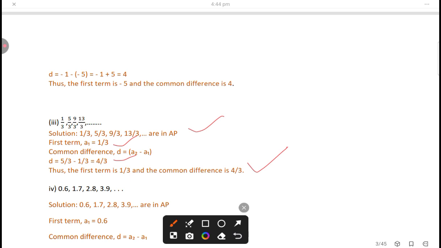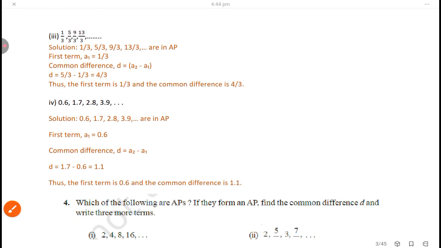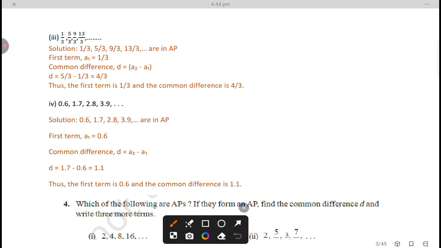Another question: 0.6, 1.7, 2.8, 3.9. These are in AP. The first term is 0.6. The difference is 1.1. So the first term and difference are written here.